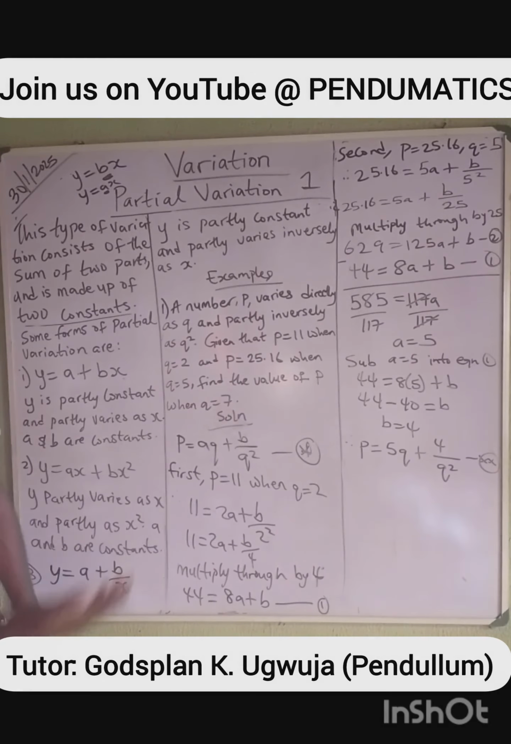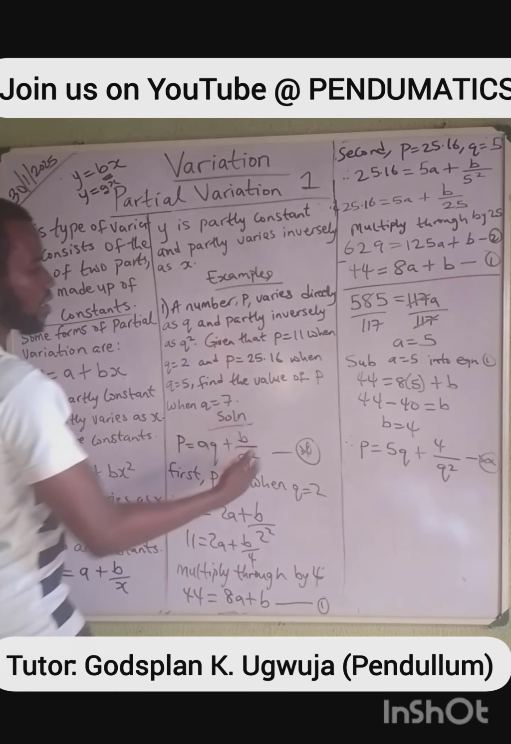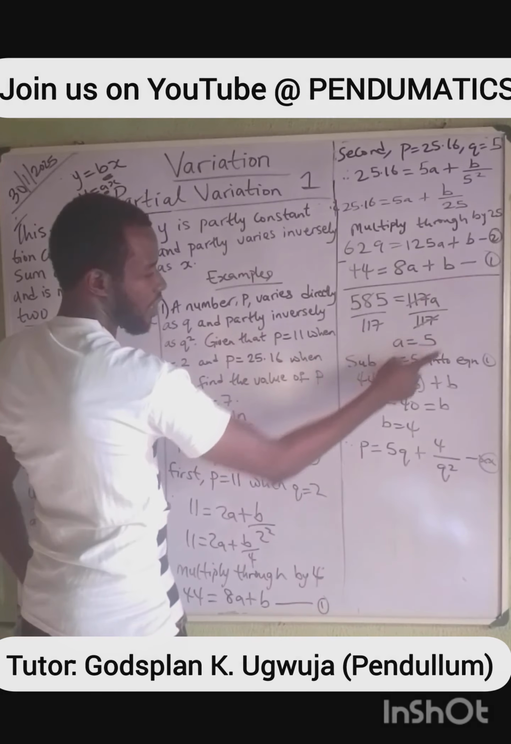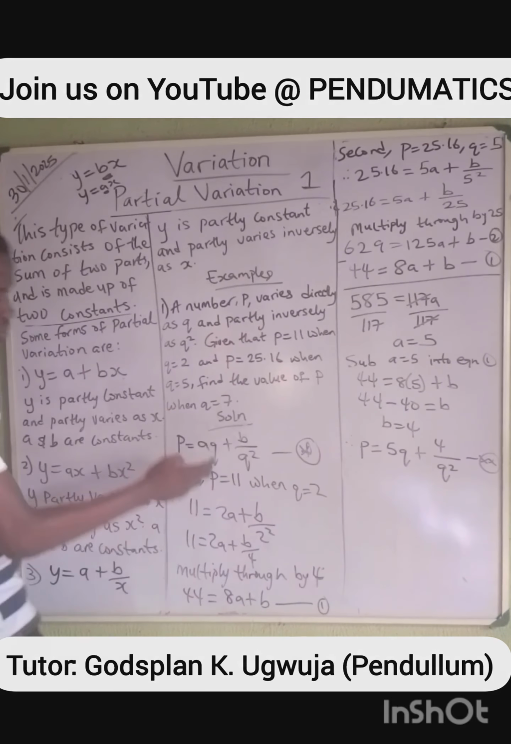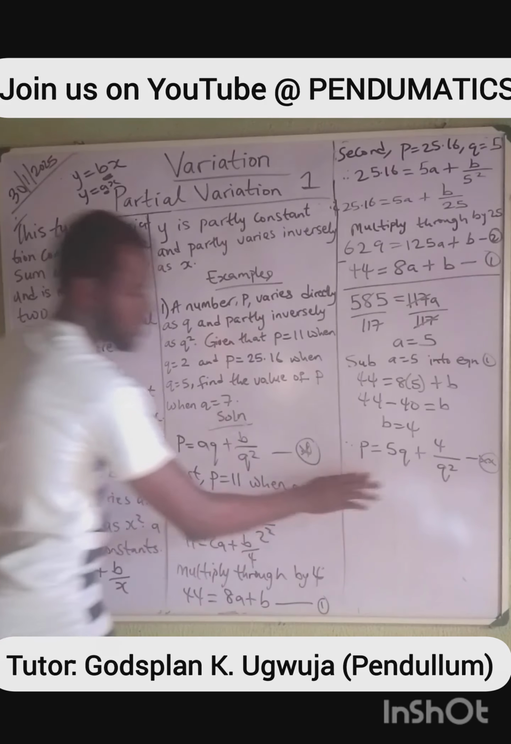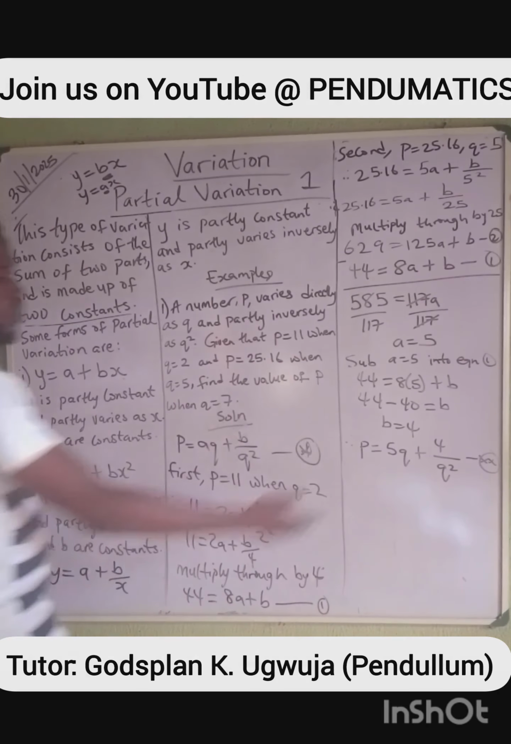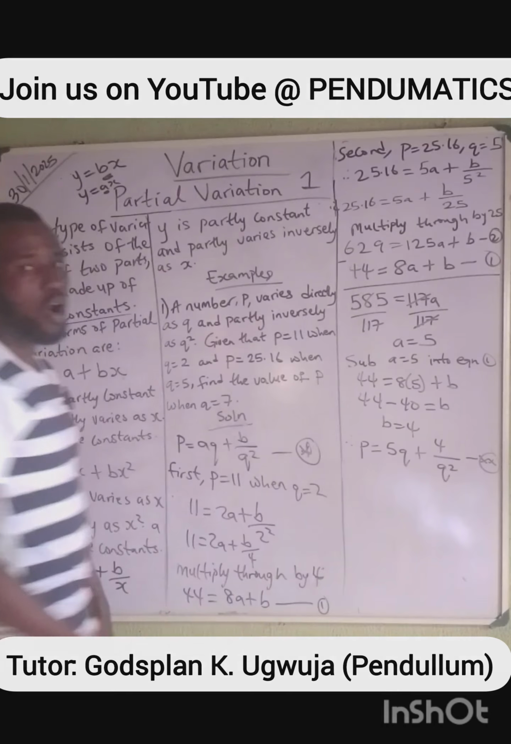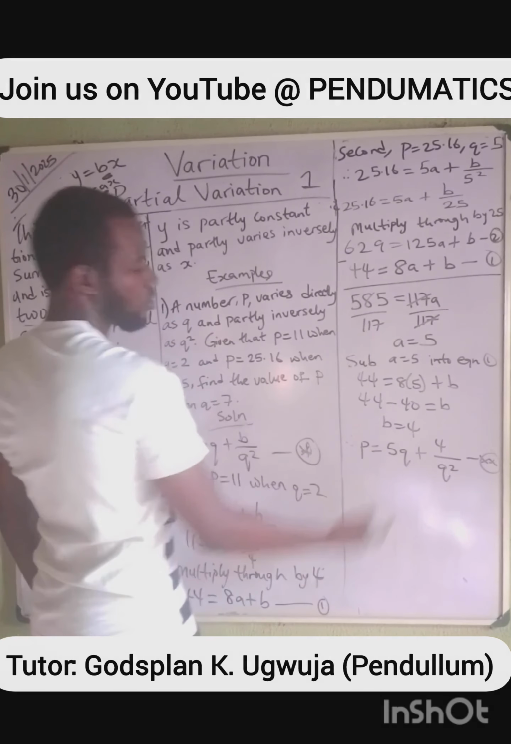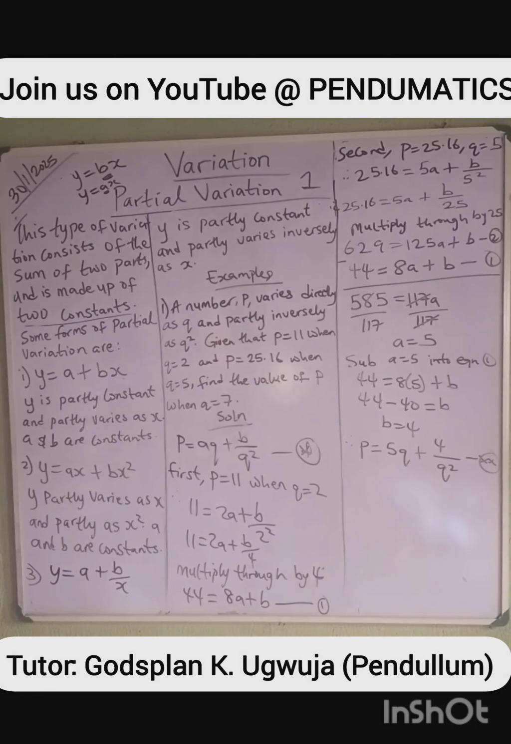Only that this took a longer process because it has two constants. But nevertheless, we'll find the value of our constant a as 5, constant b as 4. So we put it back into our original equation to get this. So this is the equation connecting p and q, or the relationship between p and q. Alright, so we found it here. Now, this is not where we are stopping.